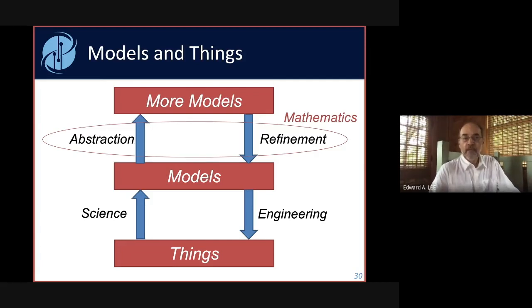So here you have it, science, engineering, and mathematics all in one slide. And that's, of course, audacious and ludicrous, but nevertheless, it's, I think, useful for understanding certain things.